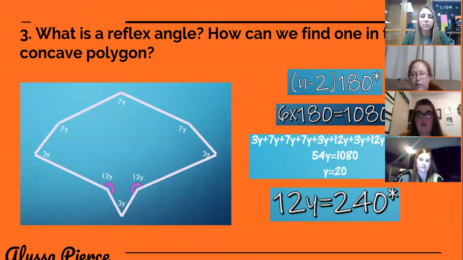Then we must solve that, and the answer is 1,080, but our work's not done. After we get the 1,080, we have to set the sum of the measurements of the interior angles equal to the value of the measures and solve for y. I've done that right there. As you can see, I've added all the sides together to get 54y equals 1,080. You divide both sides by 54 to get y equals 20. And then we can find that 12y gives us a reflex angle of 240 degrees.